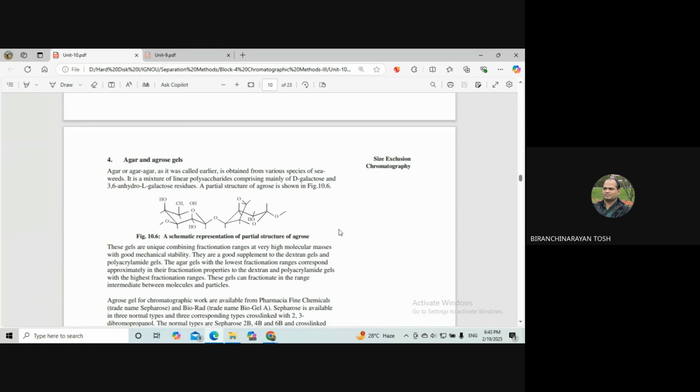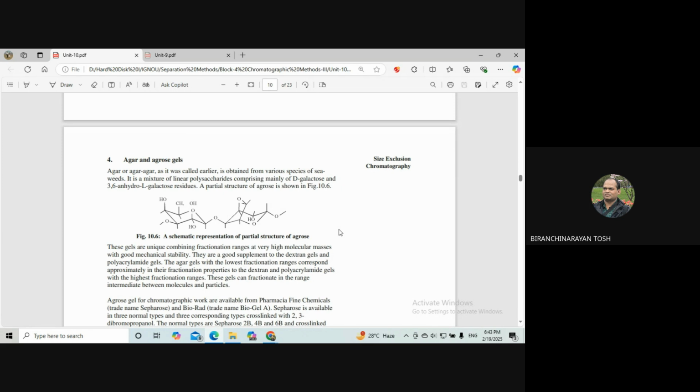These gels are unique, combining fractionation ranges at very high molecular masses with very good mechanical stability. They are a good supplement to the dextran gels and polyacrylamide gels. The agar gels with the lowest fractionation ranges correspond approximately in their fractionation properties to the dextran and polyacrylamide gels. With the highest fractionation ranges, these gels can fractionate in the range intermediate between molecules and particles.